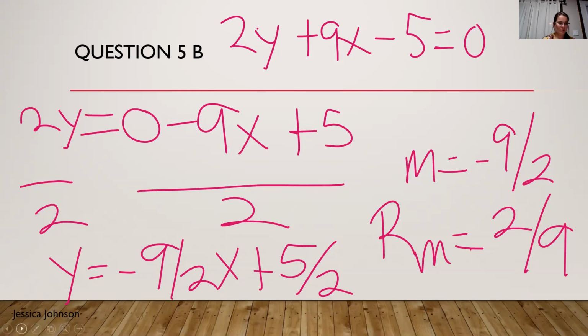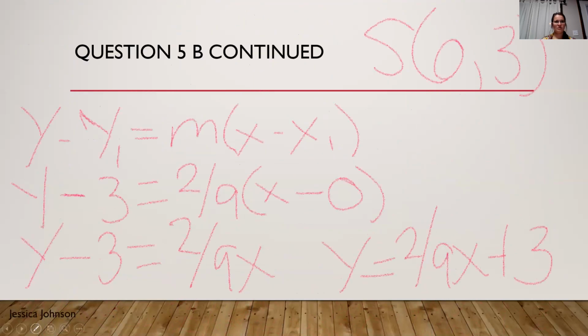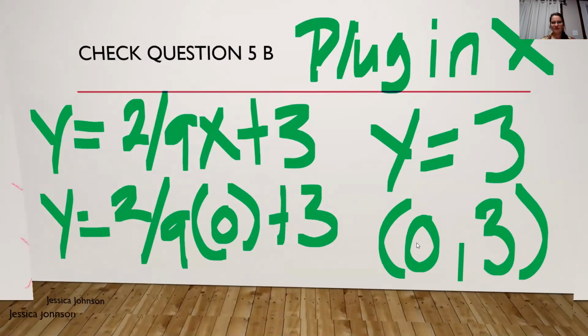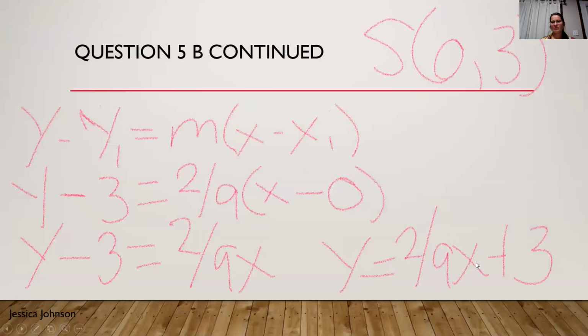And then I'm going to use my point slope formula, which is y minus y1 equals m times x minus x1. And I'm going to use my given plot point, which is 0, 3. Y minus 3 equals 2 over 9 times x minus 0. Y minus 3 equals 2 over 9x. And y equals 2 over 9x minus 13. I'm sorry, that's a 3. I didn't think that was right. 2 over 9x plus 3. Sorry.